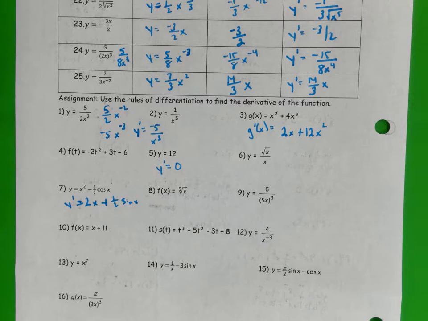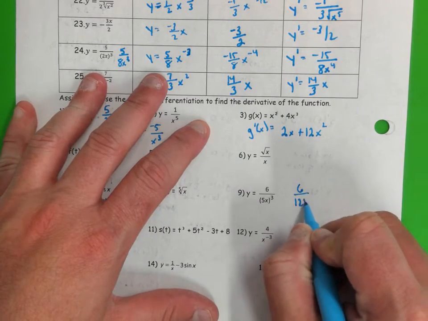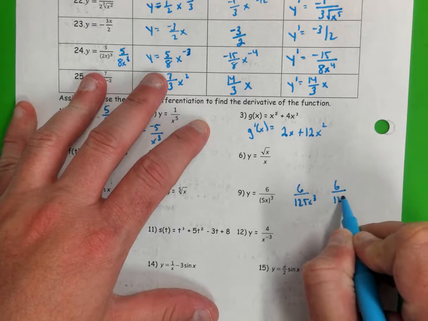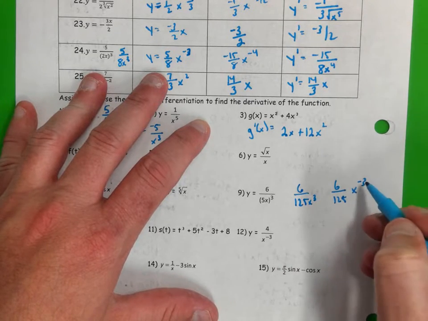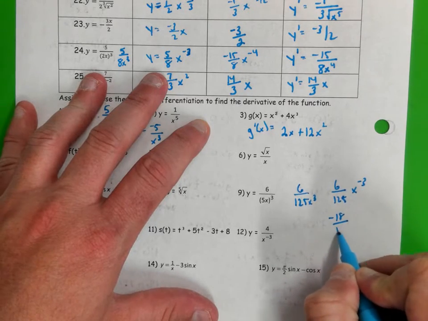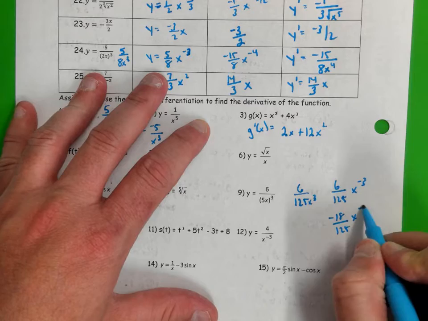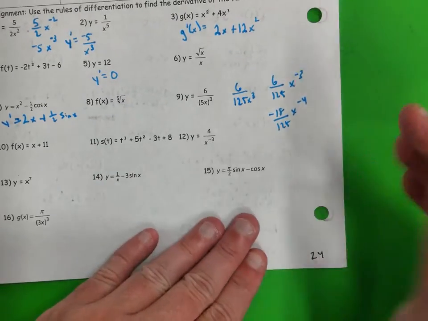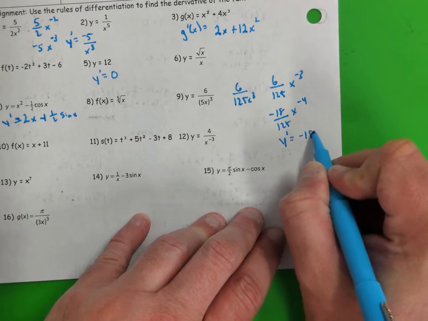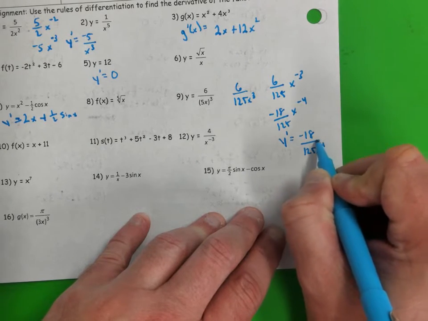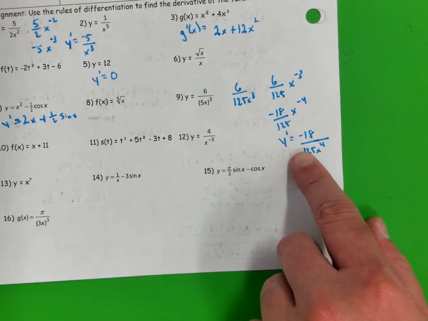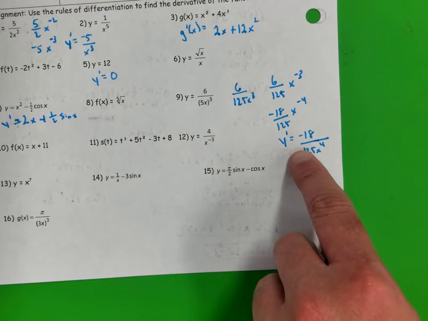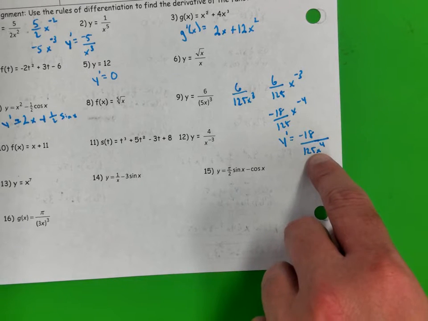On number 9, what would be the ideal first thing you did here on number 9? Cube that denominator, shouldn't you? So you would have 6 over what? Very good. 6 over 125x cubed. Now I'm going to rewrite that as 6 over 125x to the negative 3. Negative 3 times this is negative 18 over 125. Negative 3 minus 1 is negative 4. So I would write my final answer, y prime equals negative 18 over 125 x to the what? That would be my derivative right there. Negative 18 over 125 x to the 4.